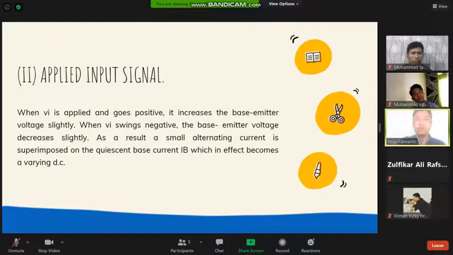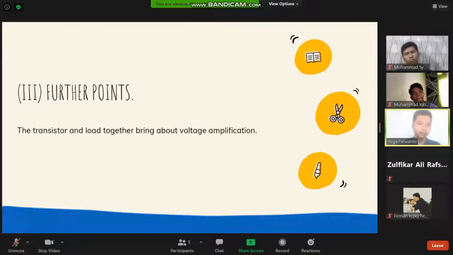Second, applied input signal. When Vi is applied and goes positive, it increases the base emitter voltage slightly. When Vi swings negative, the base emitter voltage decreases slightly. As a result, a small alternating current is superimposed on the quiescent base current IB, which in effect becomes a varying DC. Next, please. Third, further points. The transistor and load together bring about voltage amplification. Next, please.